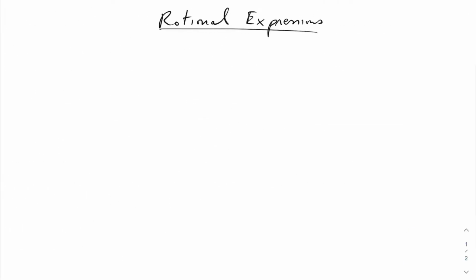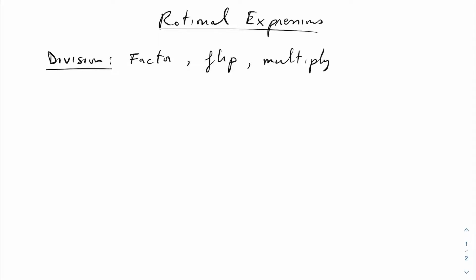Now moving into division, you can divide rational expressions in 4 steps. The first step is to factor out all numerators and denominators. Then the second step is to turn your division into a multiplication by flipping the second rational expression. The third step is to multiply across, and then the fourth is, of course, to simplify. So let's look at some examples here to see how that plays out.